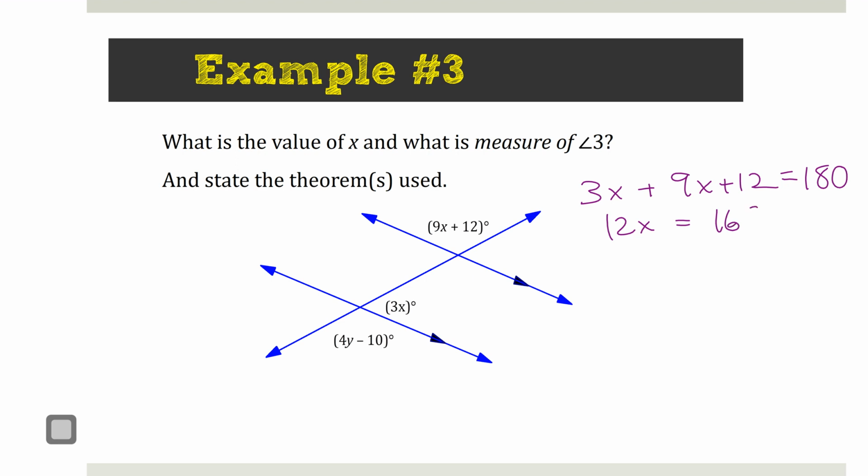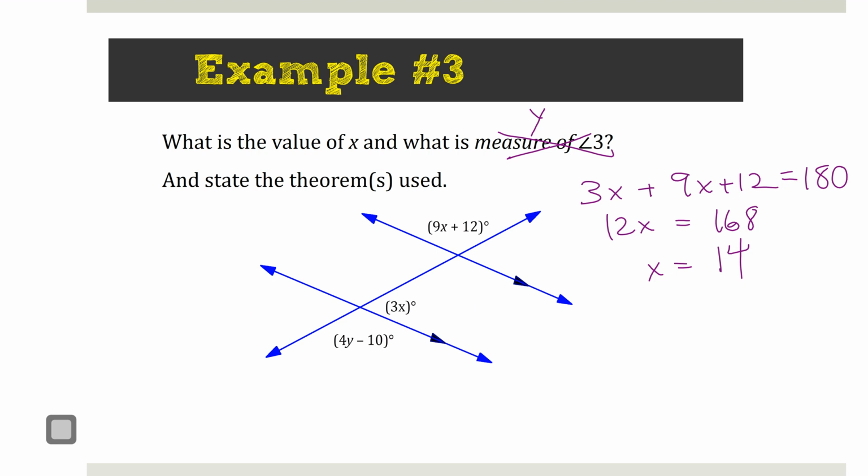12x equals 168. Little help here, please. 14. Thank you. All right, so that takes care of x. Now I have to find angle 3, but there is no angle 3. Well, that's kind of a problem. Let's change this to find y. How do I find the value of y?